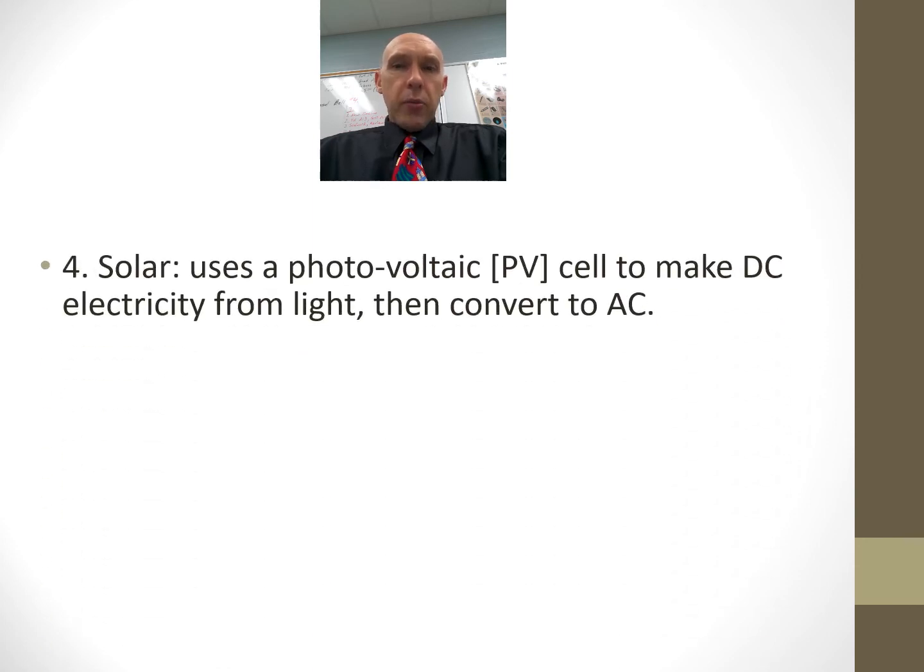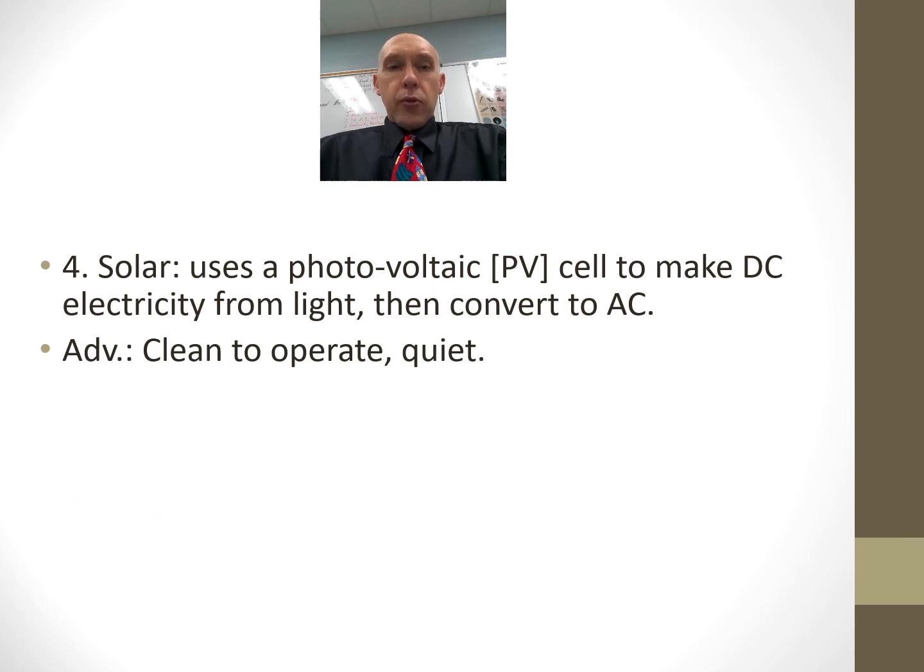Last couple ways of producing electricity, which are becoming more and more common. You've probably seen these around. Solar uses a photovoltaic or PV cell, which we use to make direct current, or DC electricity, from light, which, if we're using it in your calculator, we're just going to use the energy directly as DC. But if we're going to use this for our energy grid, we then convert it to alternating current.